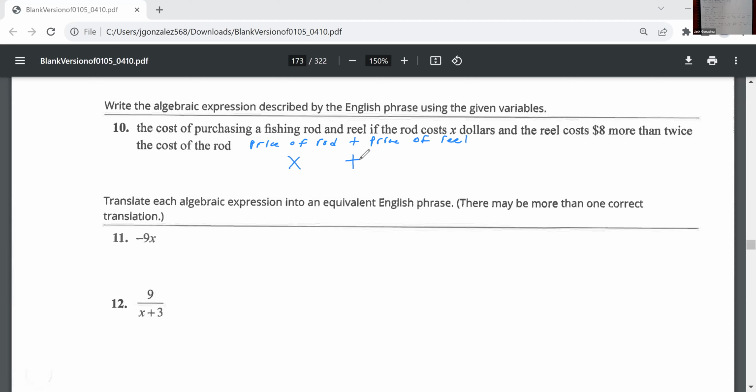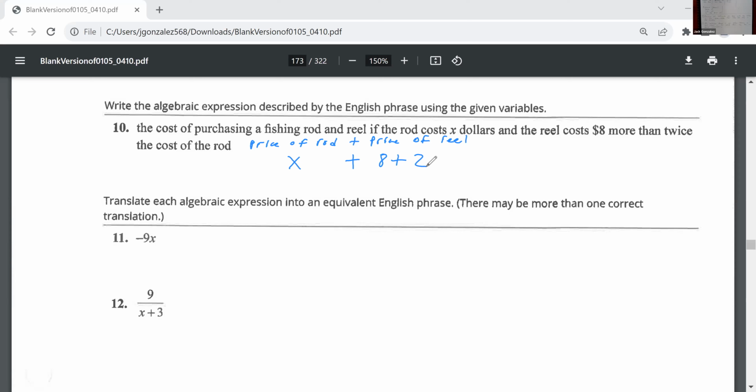The price for the rod is X dollars. The total I'm going to pay buying these 2 items. This item is represented by X. The reel is represented in terms of X. It says the reel costs 8 more than twice the cost of the rod. How do you write it? Eight more. Twice the rod, plus 8. 8 plus 2 times the price of the rod.